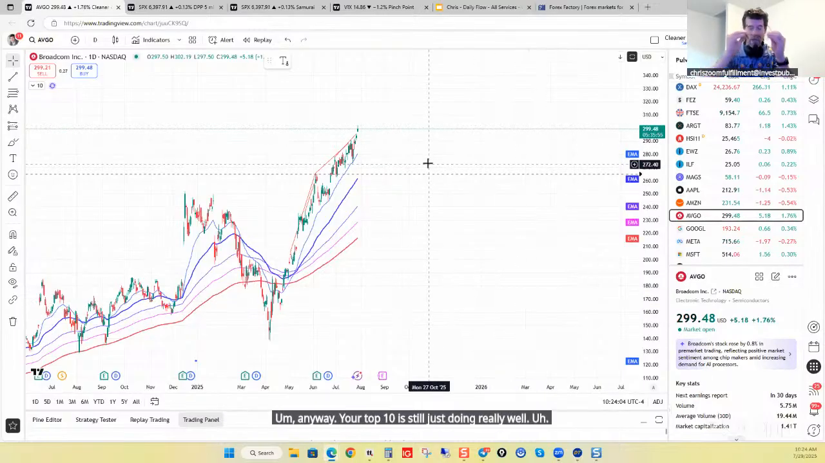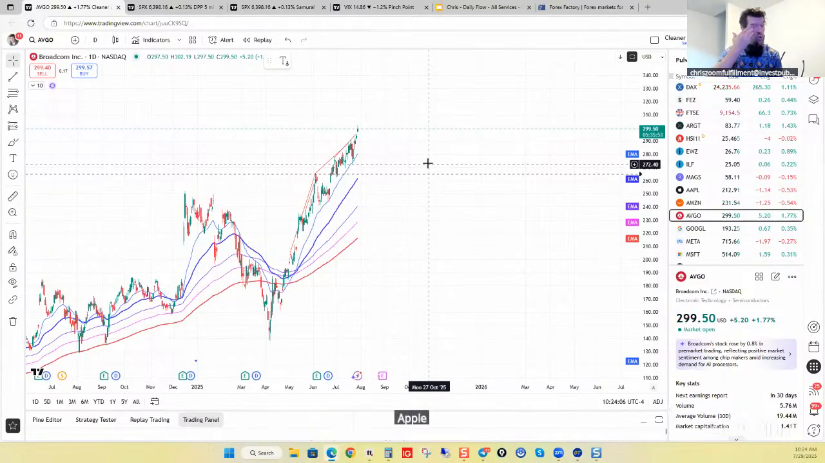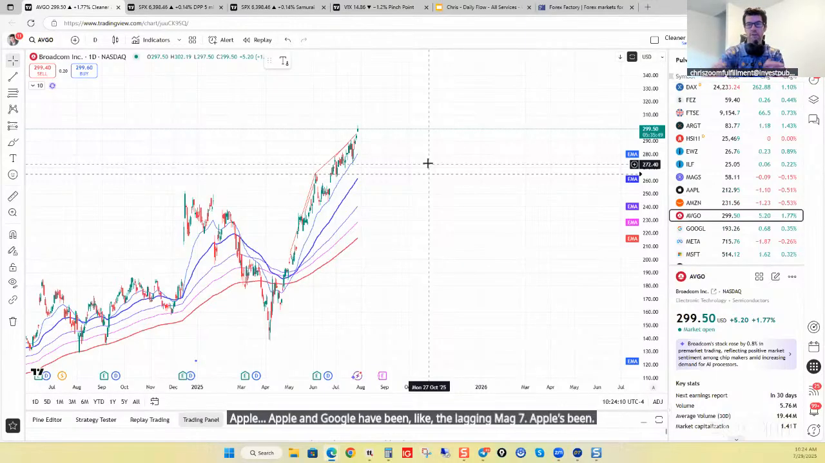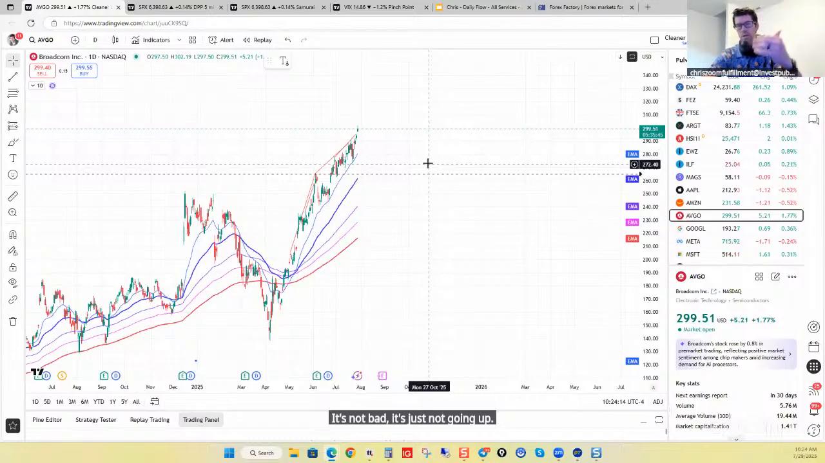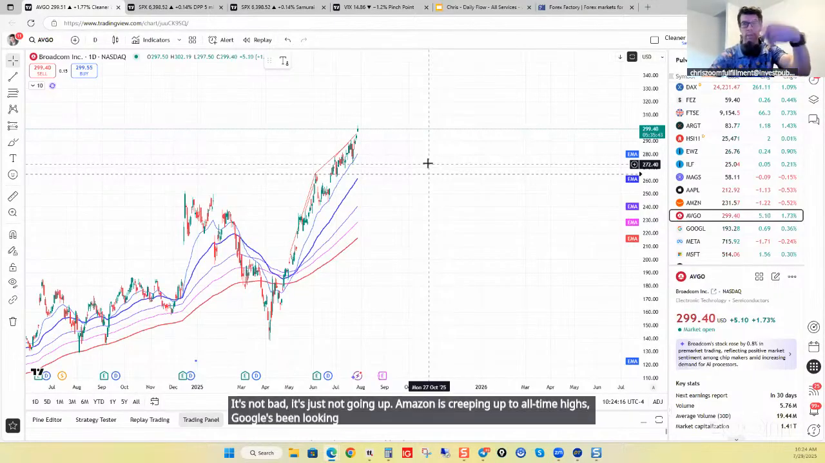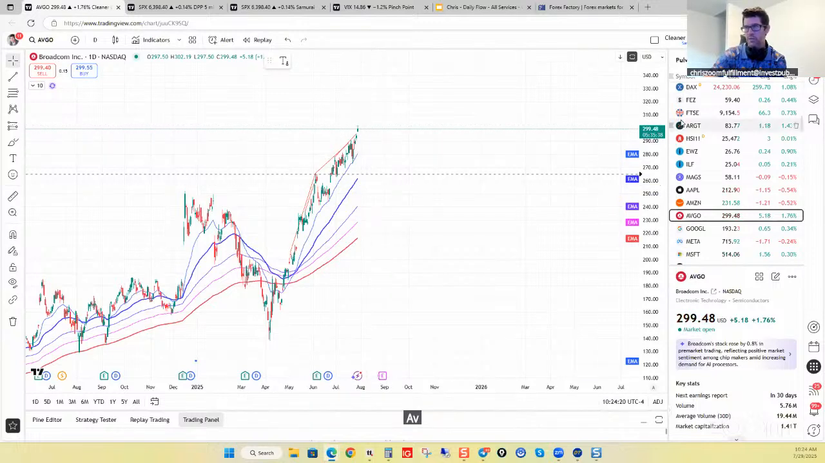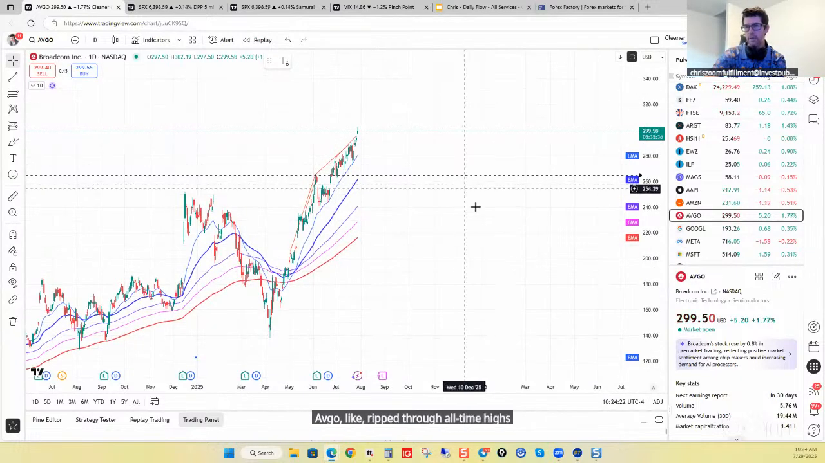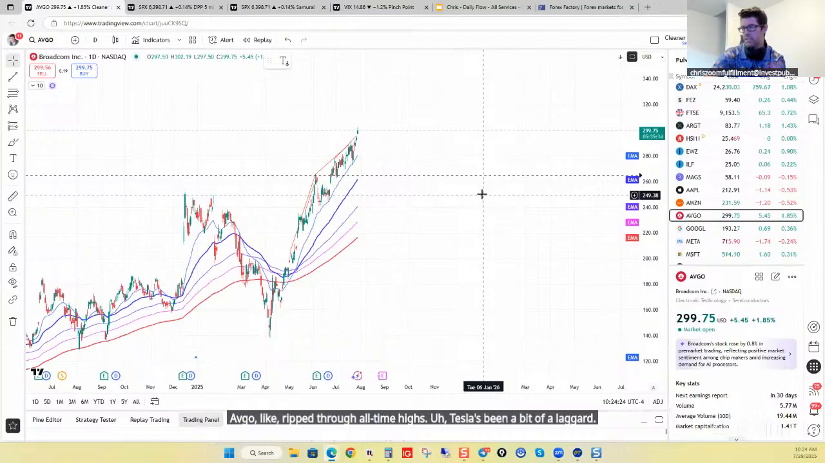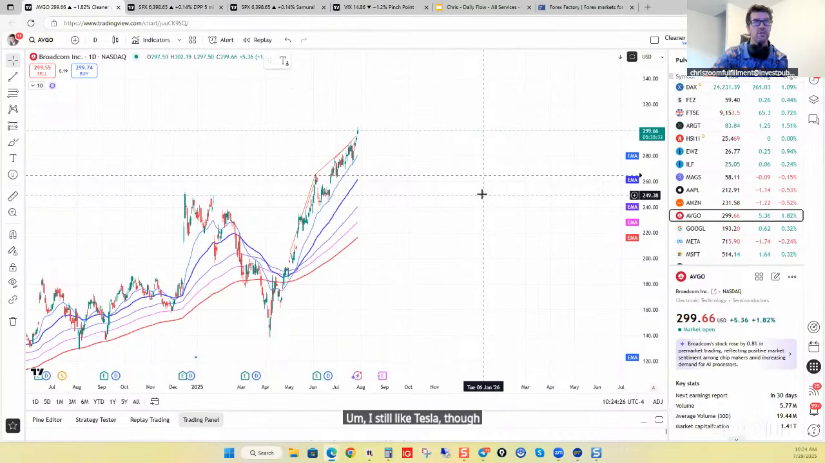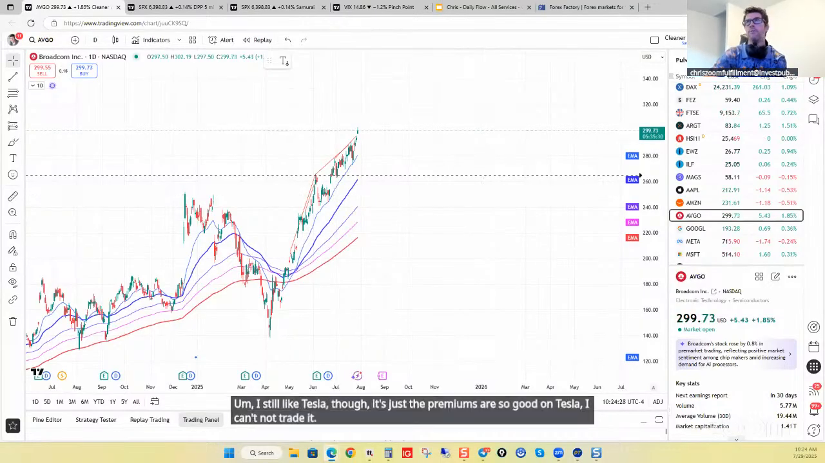Amazon, Apple, and Google have been the lagging Mag 7. Apple's been probably the worst of them. It's not bad, it's just not going up. Amazon is creeping up to all-time highs. Google's been looking better. Microsoft and Meta tapped all-time highs again. AVGO ripped through all-time highs. Tesla's been a bit of a laggard. I still like Tesla though. It's just the premiums are so good on Tesla, I can't not trade it.